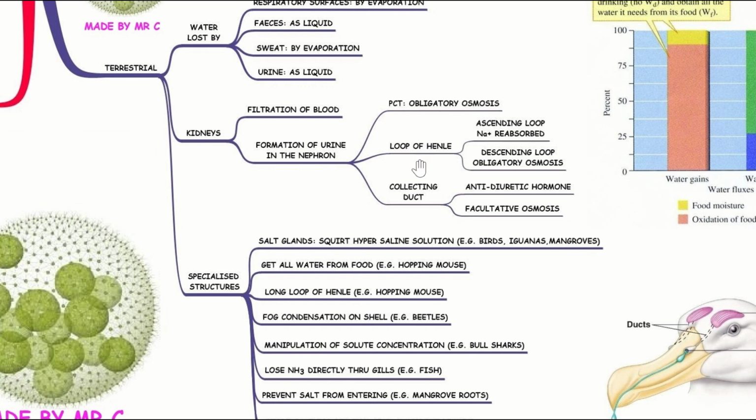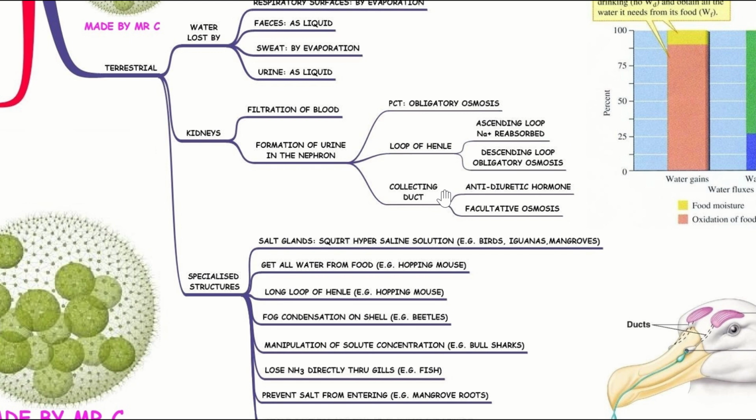Okay, then we've got the loop of Henle. The loop of Henle works back to front, sort of. Right, the ascending limb, which is the limb going upwards, reabsorbs sodium via an active process. And that amount of sodium creates a hypertonic environment in the middle of the loop, and water must follow again through an obligatory process of osmosis. That's why I say it works back to front, because the ascending limb dictates the amount of water reabsorbed via osmosis in the descending limb.